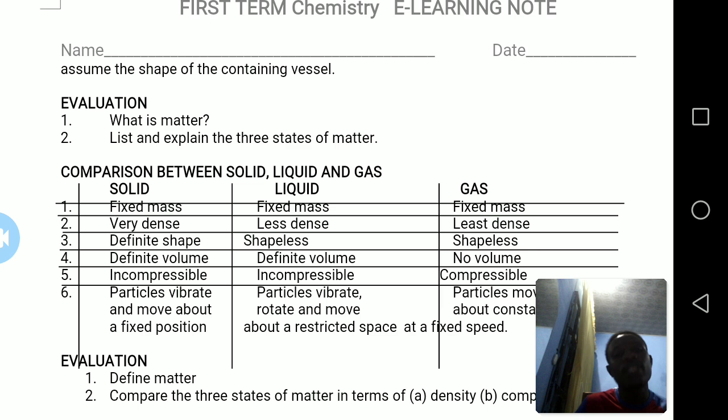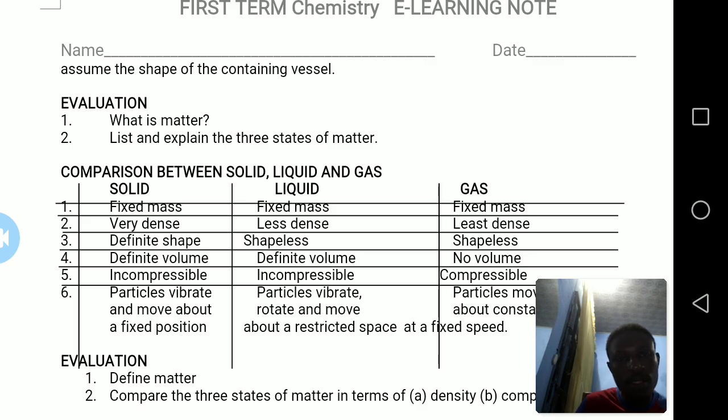The next one, number 5, is compressibility. You cannot compress solid. Liquids are also incompressible; you cannot compress liquid. Gases, okay, are compressible. Then the next one, number 6, is the particles.